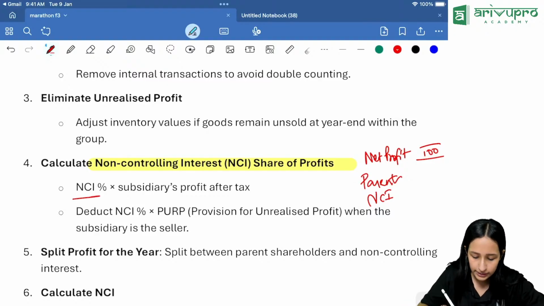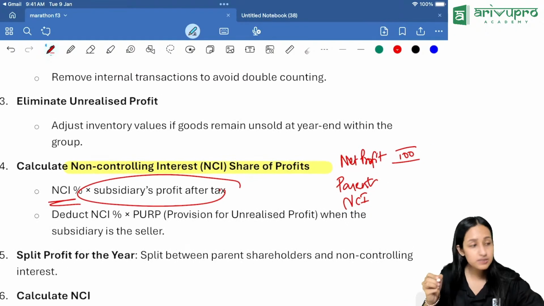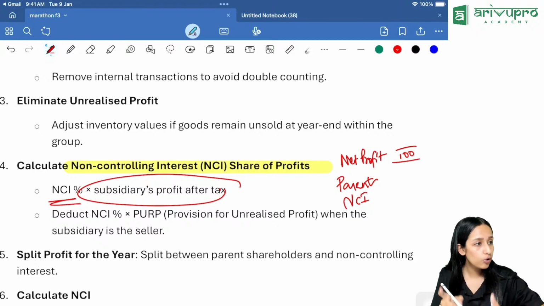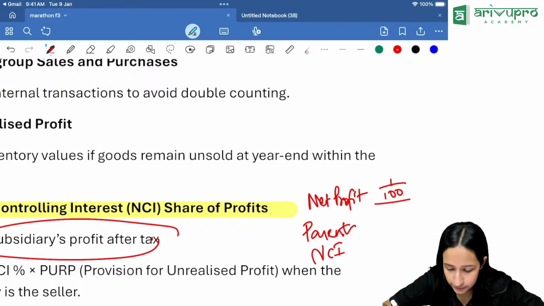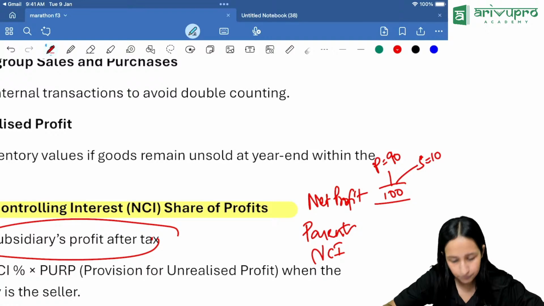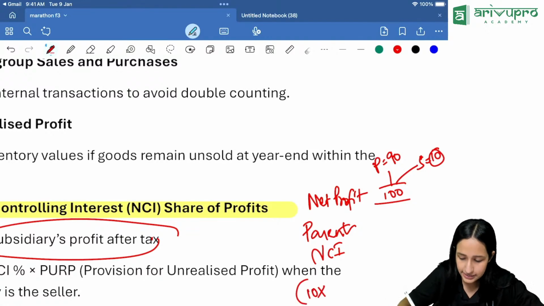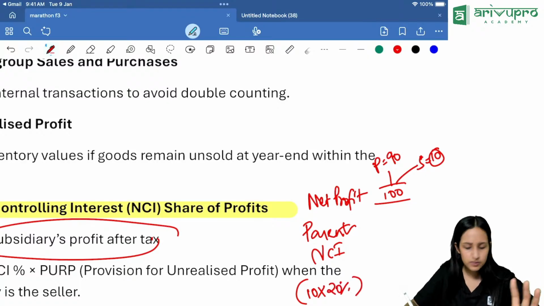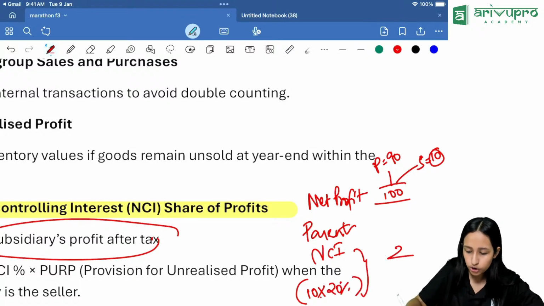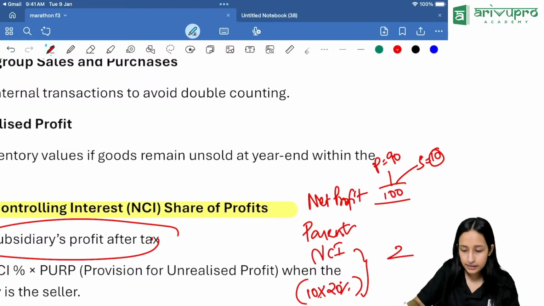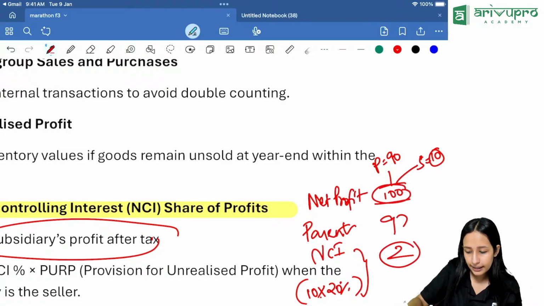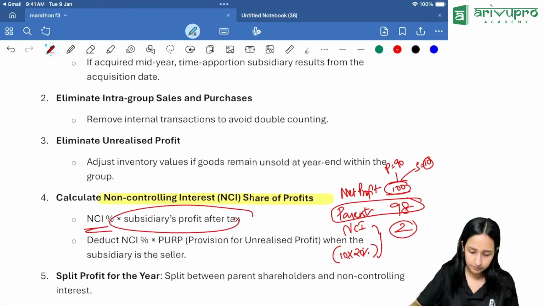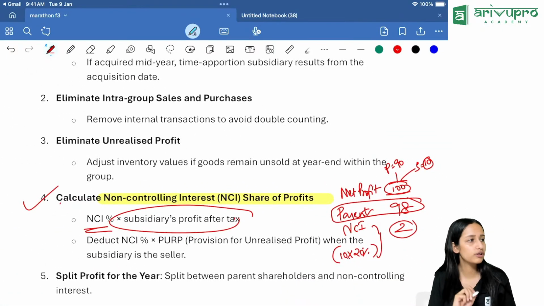NCI's share is of the subsidiary's profit after tax, not the whole company's profit after tax, only the subsidiary. This net profit of 100 includes both parent's, let's say 90, and subsidiary's 10, correct? Only the subsidiary's 10 you will take, and let's say 20% of it is with NCI, then you'll just take this. 2 is gonna be the profit of NCI. The remaining 100 minus 2, 98 is gonna be the profit of parent. This is what the calculation is.